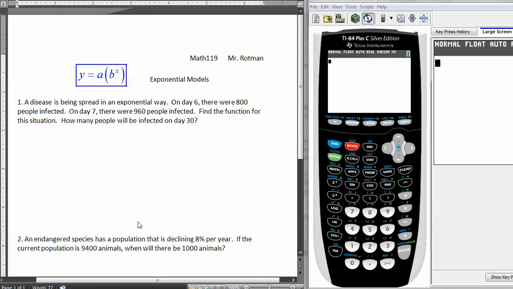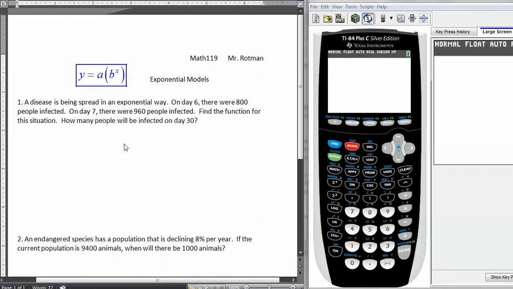Okay, let's take a look at a couple of exponential model questions and see if we can review how to do these kinds of problems. I've got the functions sitting right here for the exponential models. In the first problem we have a disease being spread in an exponential way. On day 6 there's 800, on day 7 there's 960. We need to find the function for the situation and find out how many people will be affected on day 30.